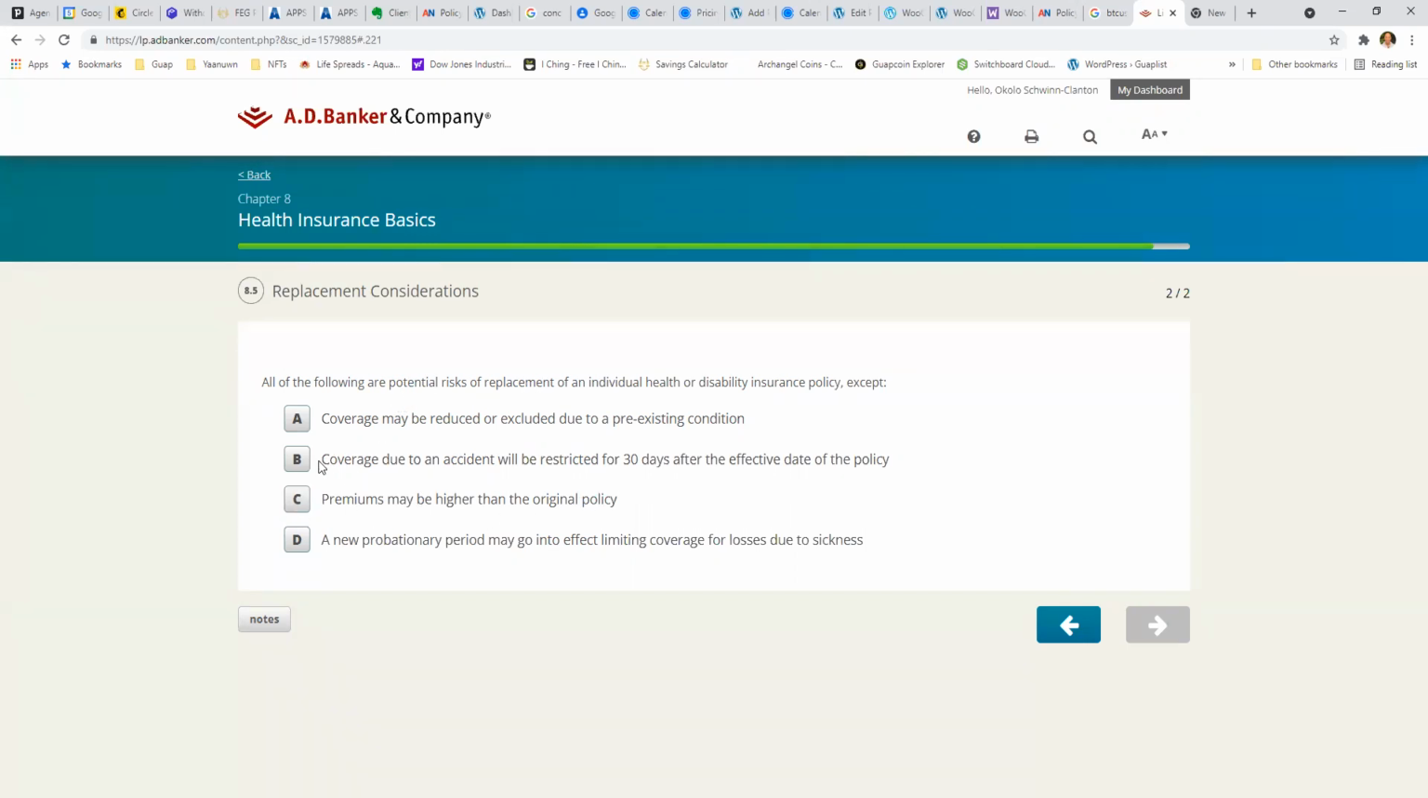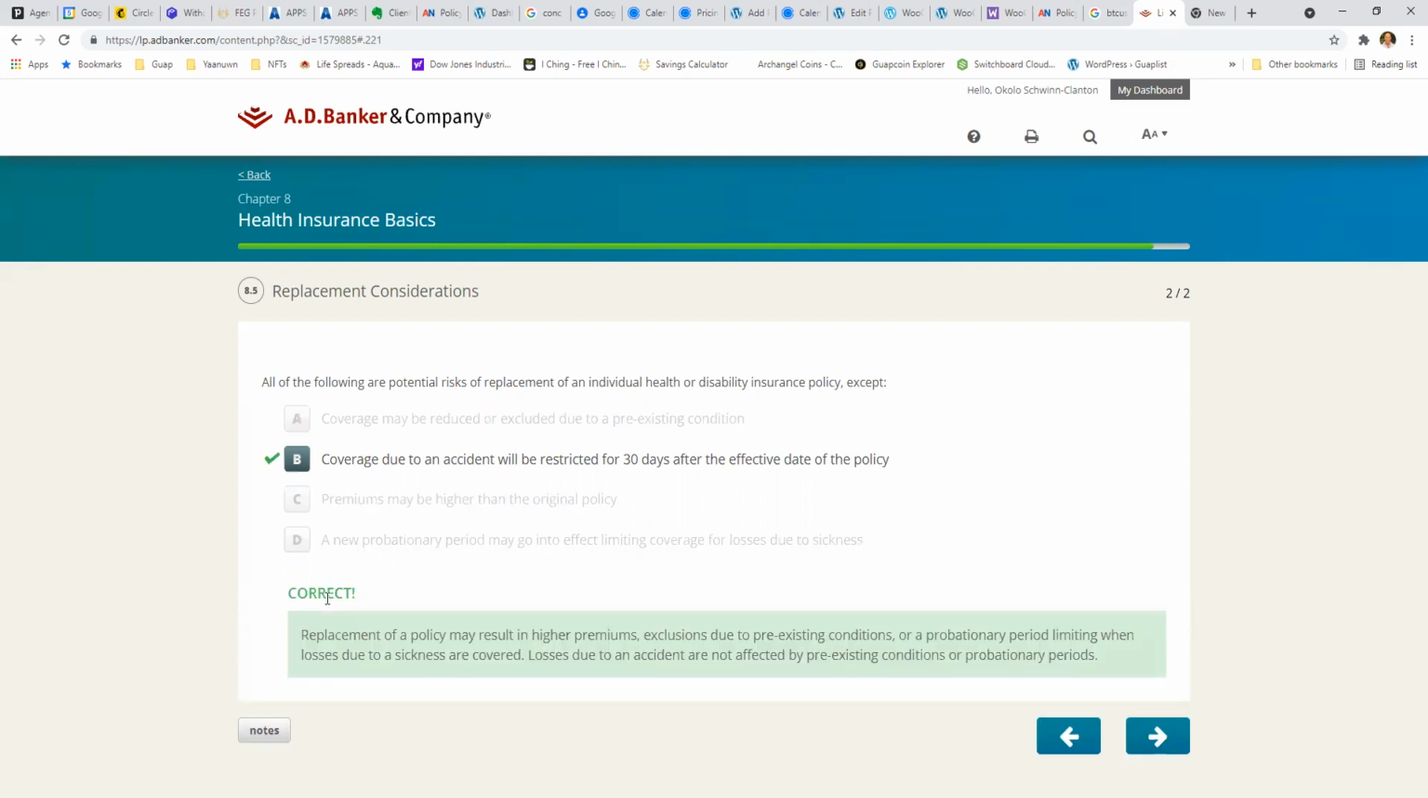Anyway, I think the coverage due to an accident will be restricted for 30 days. I think that is not true. That definitive statement I don't think is true. Replacement of a policy may result in higher premiums, true. Exclusions due to pre-existing conditions, true. Or probationary period limiting when losses due to a sickness are covered. Losses due to an accident are not affected by pre-existing conditions or probationary periods.